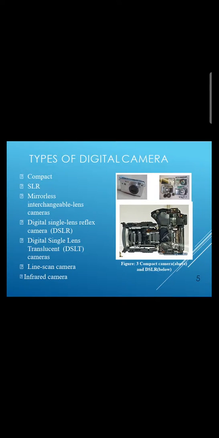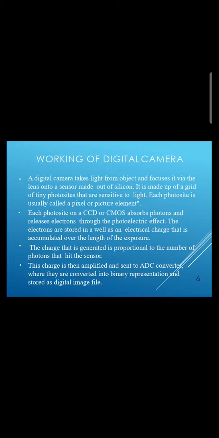Types of digital camera. Digital cameras are of several types. They are compact, SLR, mirrorless, interchangeable lens cameras, digital single lens reflex camera, digital single lens translucent cameras, line scan camera, infrared camera.